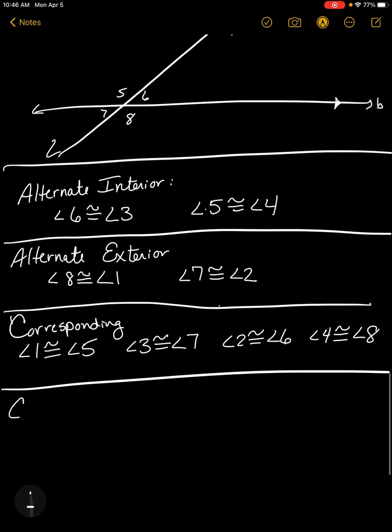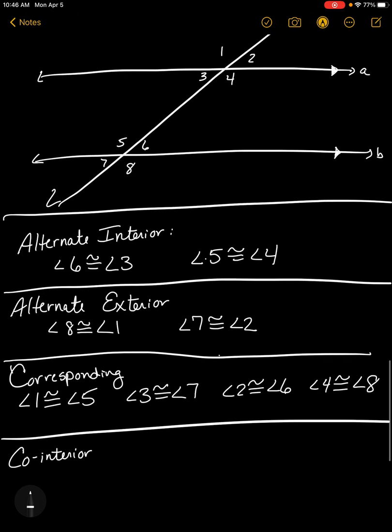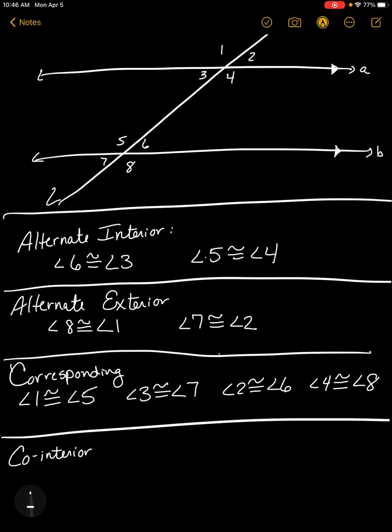All right, and so the last one is called co-interior. And basically, these co-interiors equal 180. So they're on the inside, but they're on the same side. So like 4 and 6. So you're going to say angle 4 and angle 6 together, if you were finding it, equals 180. Okay. Also the other pair, angle 5 plus angle 3 equals 180 degrees. Okay, so if you know one, you can find the other.